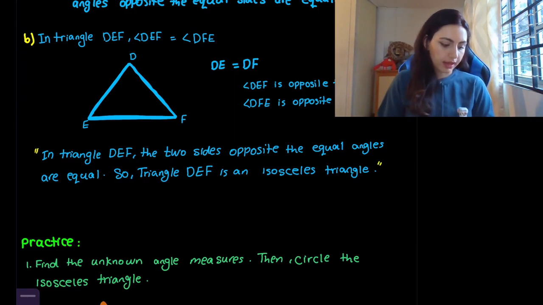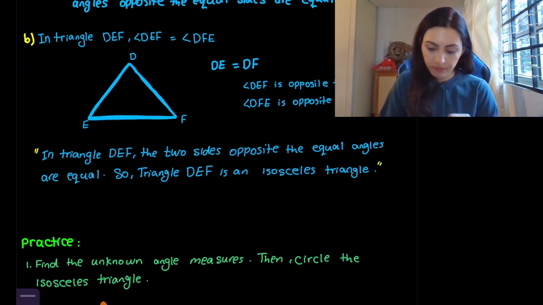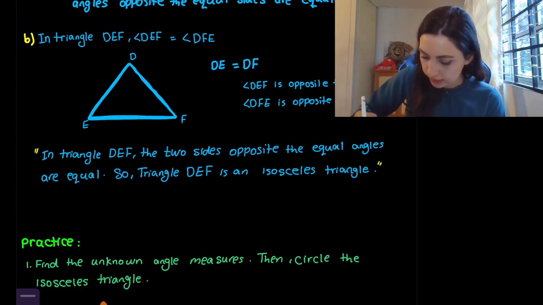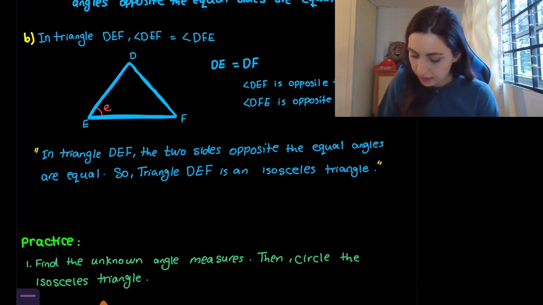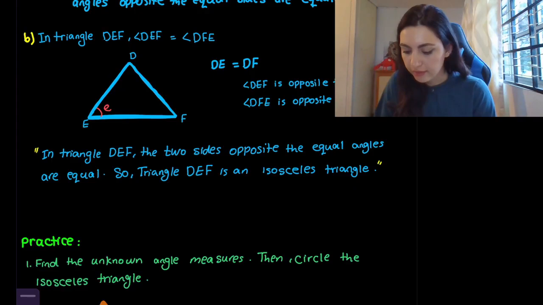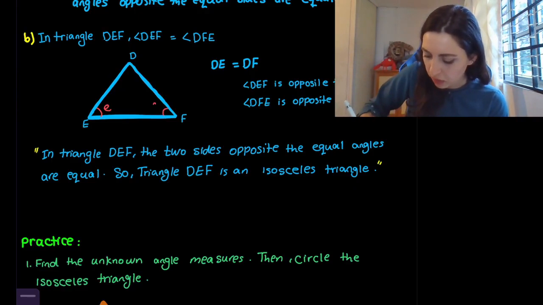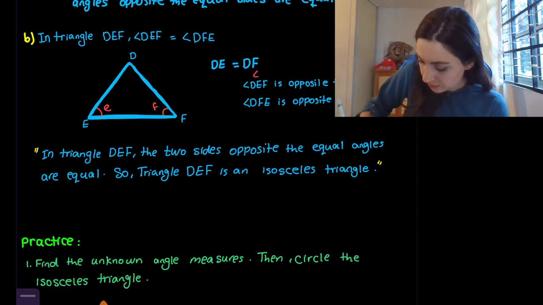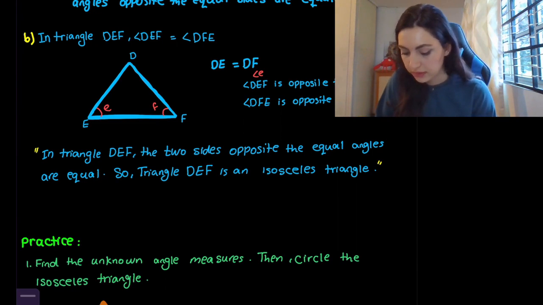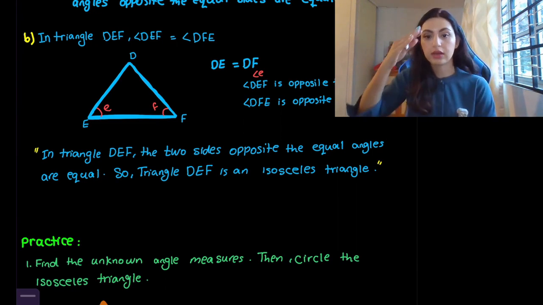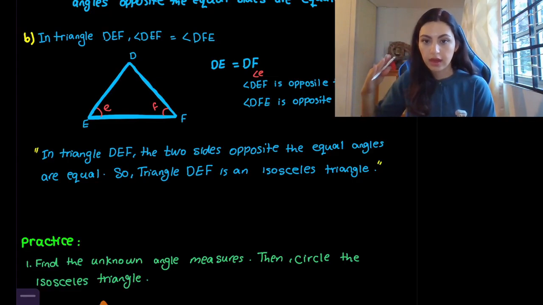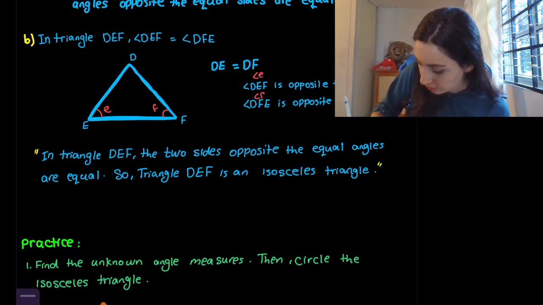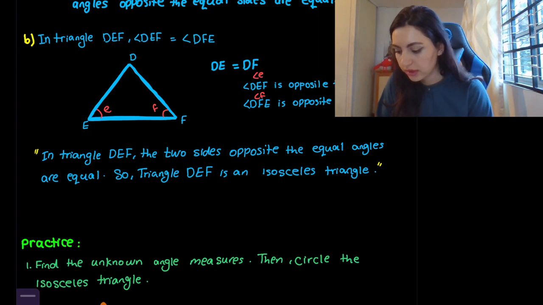For part B, in triangle DEF, angle DEF, so I'm going to call it small e, equals angle DFE, so I'm going to call it small f. Makes it easier for you. So the angle E is opposite to DF. The opposite side is DF, and the angle F is opposite to DE.